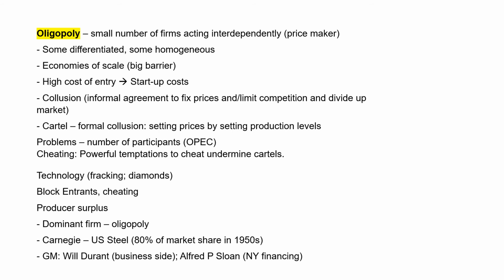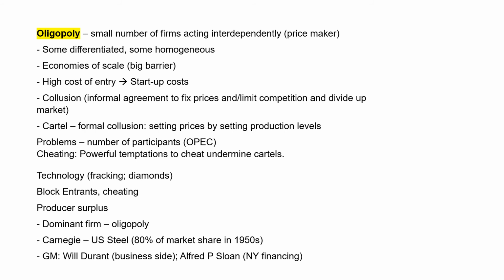And there's always the producer surplus or economic rent that comes with an oligopoly, because they are price makers, so they can manage their demand curve. They can decrease supply, restrict supply, right? So a dominant firm, oligopoly, or non-dominant, either one. Dominant firm would be like Carnegie, U.S. Steel, where they had 80% of the market share in steel in the U.S. in the 1950s. GM, of course, had the same in terms of the auto industry.